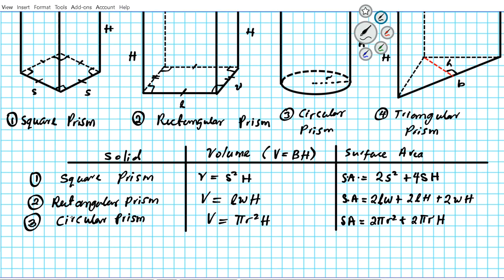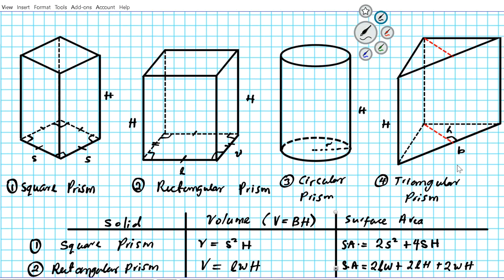Number 4, for a triangular prism, the volume is the area of the base. So the base is a triangle, right? So the area of the base, the area of a triangle is 1/2 base times the perpendicular height of the triangle. Alright, and the surface area, let's say, I forgot to label some parts.